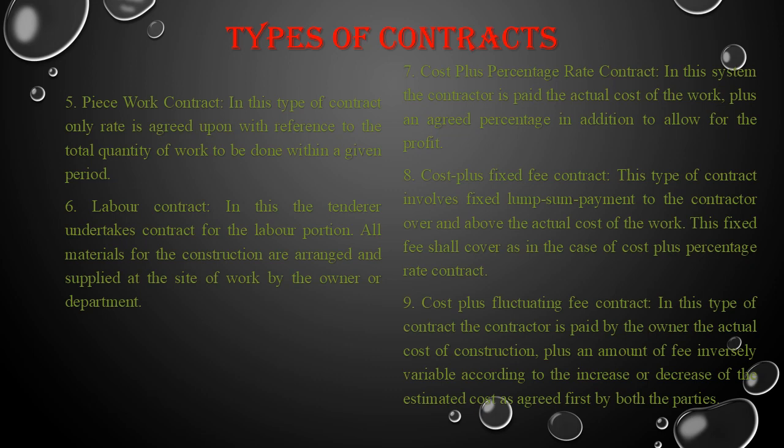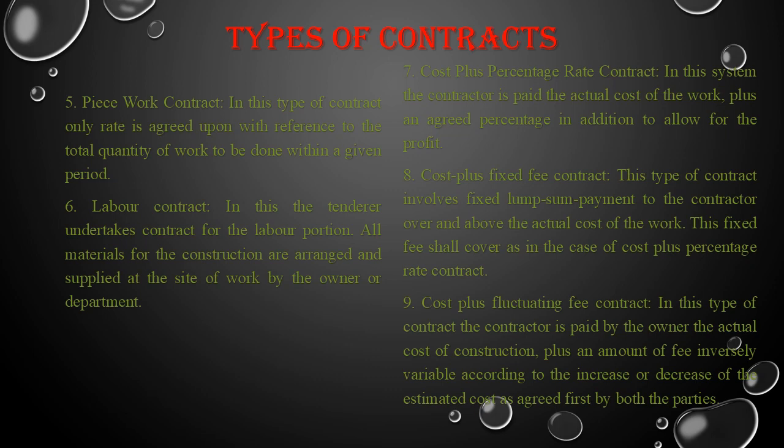Next is cost plus percentage rate contract. In this system, the contractor is paid the actual cost of the work plus an agreed percentage in addition to allow for the profit. Cost plus fixed fee contract. This type of contract involves fixed lump sum payment to the contractor over and above the actual cost of the work. Next is cost plus fluctuating fee contract.